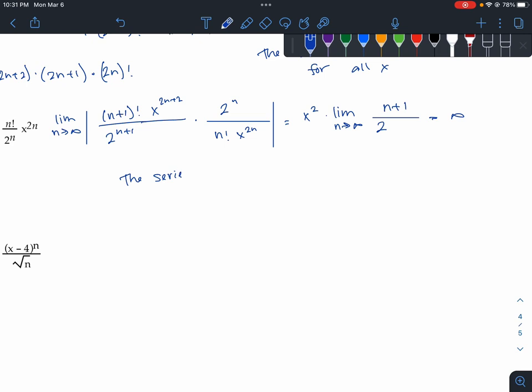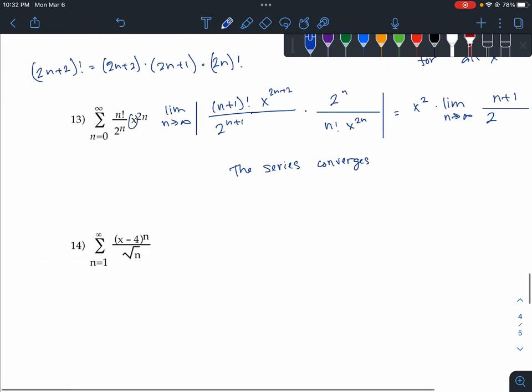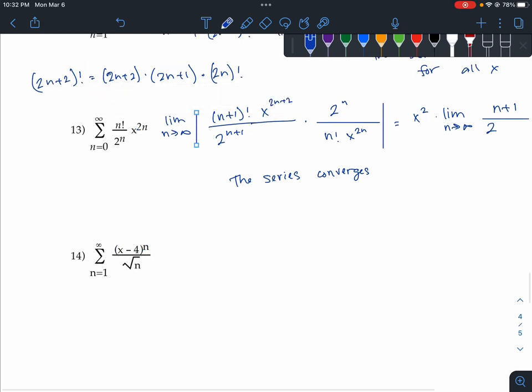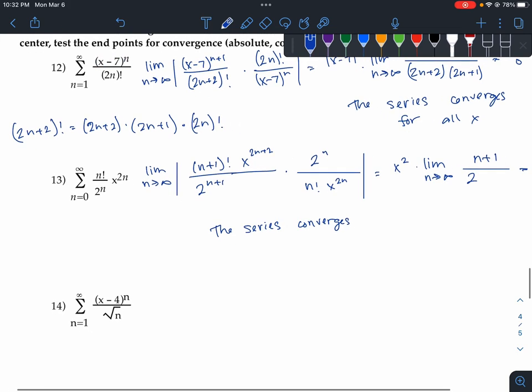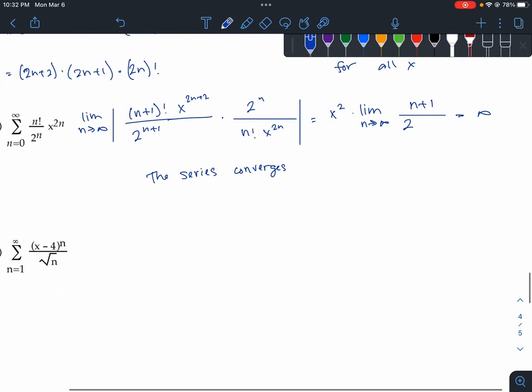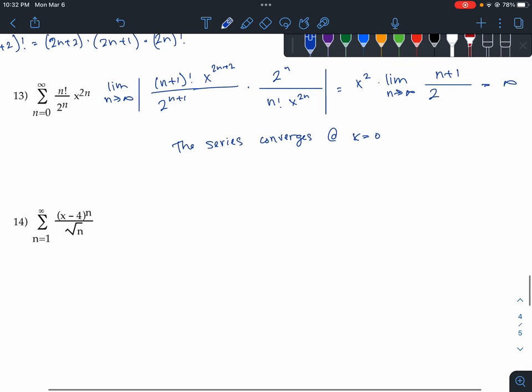So the series converges. In this case, the center is at x equals 0. I can tell because there's nothing like that. In this case, the center is at 4. Let's see up here. You can tell the center is at 7 right there. So that's how you could tell. So in this case, the series converges at x equals 0 and only 0.